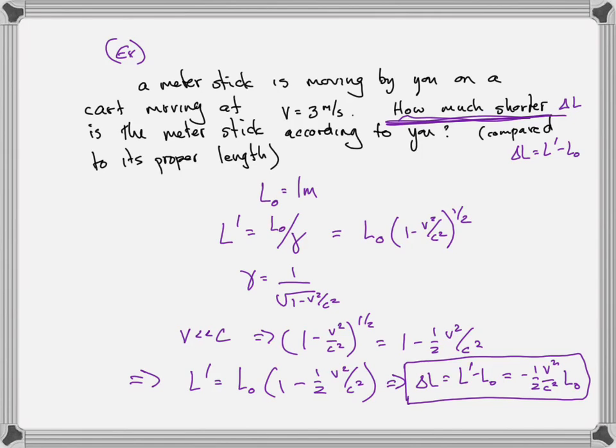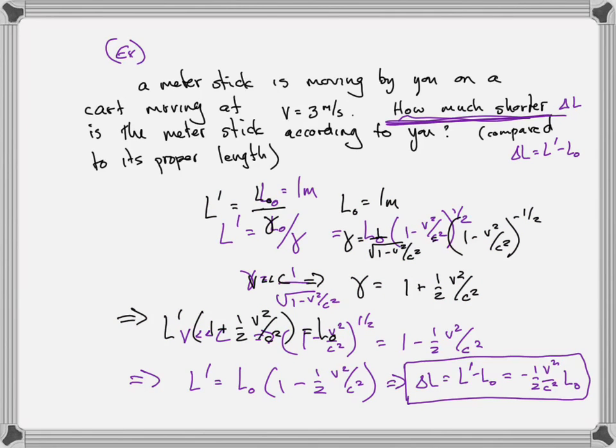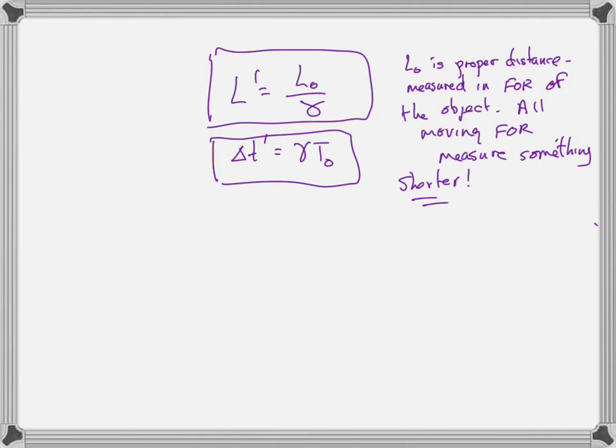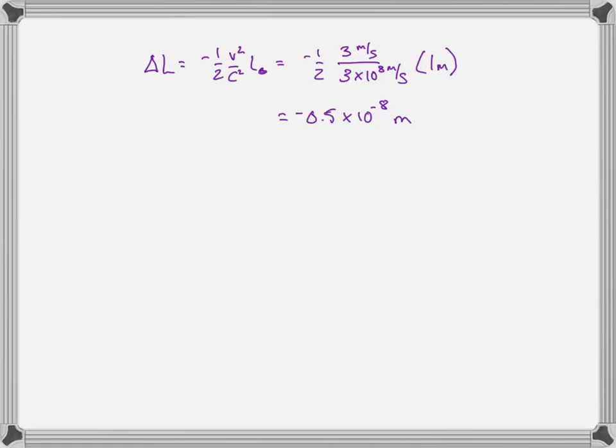The negative sign, what does that mean? It means it gets smaller, right? Delta L, it's L final minus L initial, it gets smaller. And it gets smaller by that amount. What is that amount? Go ahead and plug in those numbers, and you get minus 0.5 times 10 to the minus 8 meters. The meter stick actually gets shorter when it's moving by you by, what is that, 1/100th of a micron, or 5 nanometers. It gets shorter, negative sign, by 5 nanometers.